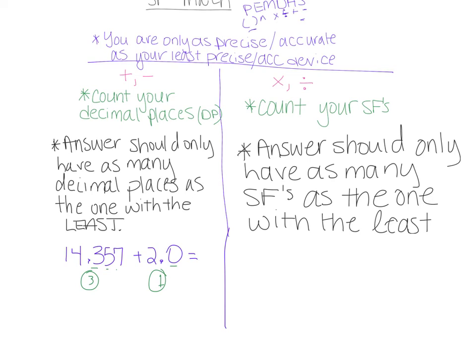So when I type this into the calculator, I actually get the number 16.357. Well, I know that I can only go to the first decimal place. So I'm going to put an underline there. I'm going to check the second, and that tells me that I'm going to have to round up. So actually, the answer that we'll write is 16.4. And that satisfies the sig fig rules.